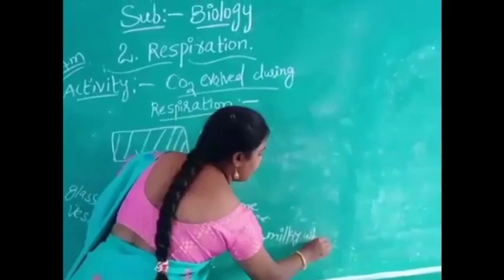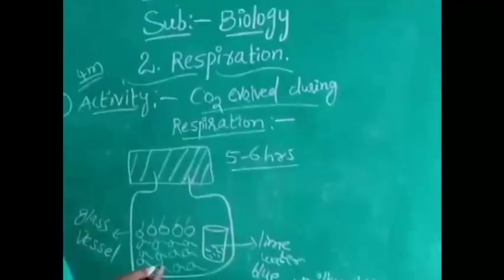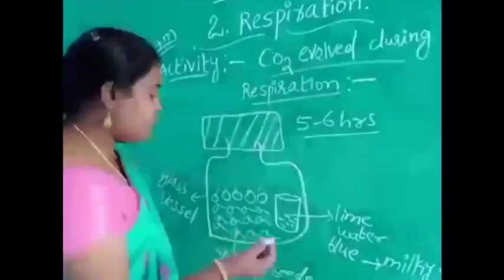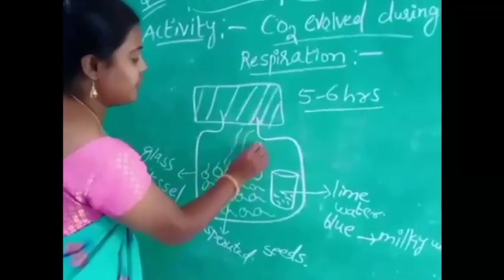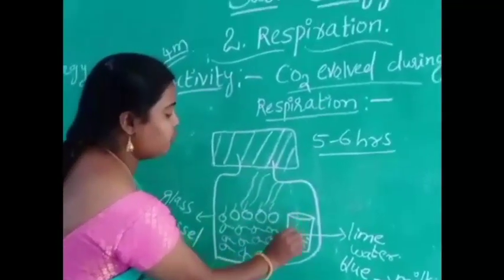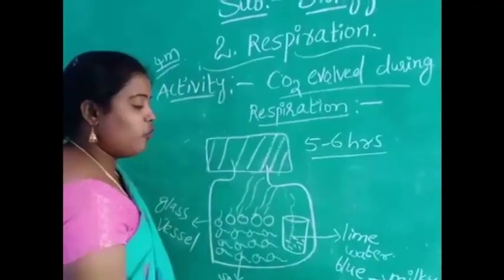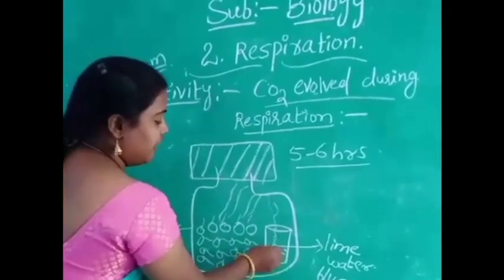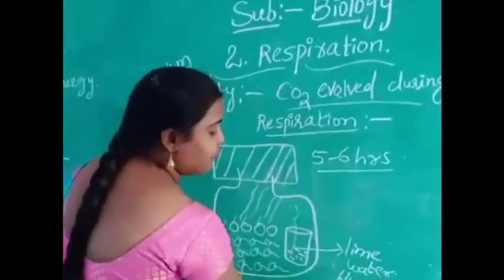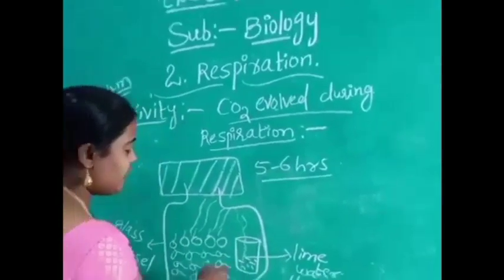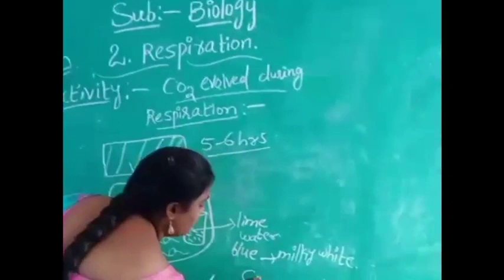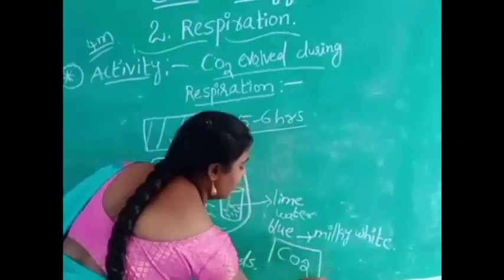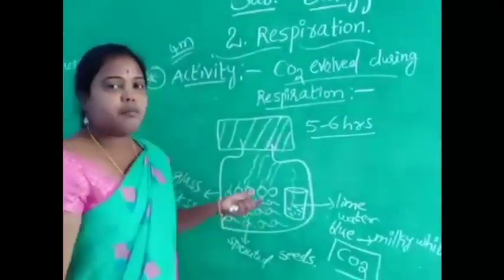Okay, the blue color lime water is converted into milky white. So, what is the chemical reaction which takes place here? From the sprouted seeds, the gas is releasing. The gas which is going to treat lime water converted the blue color lime water into milky white. What is the gas which is releasing from sprouted seeds? That is nothing but carbon dioxide. Very important. Okay, that is nothing but carbon dioxide.